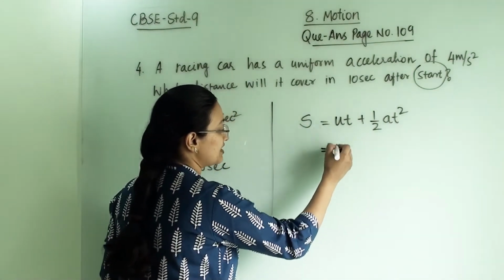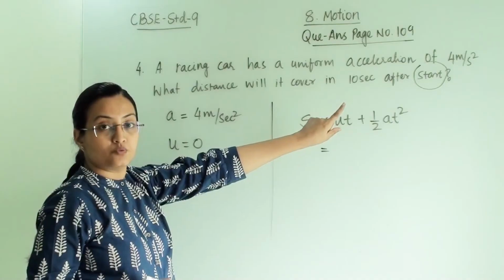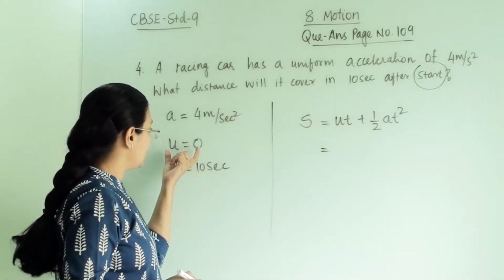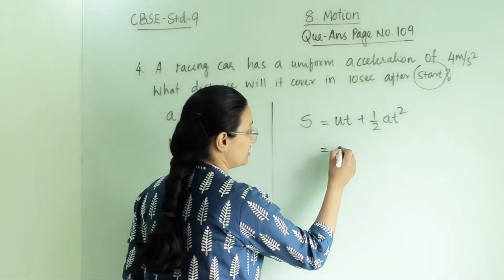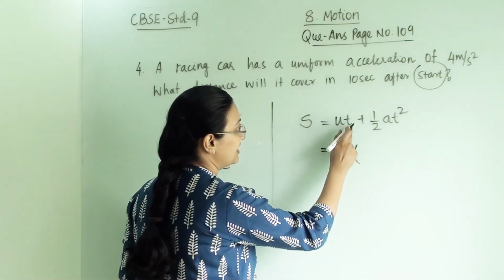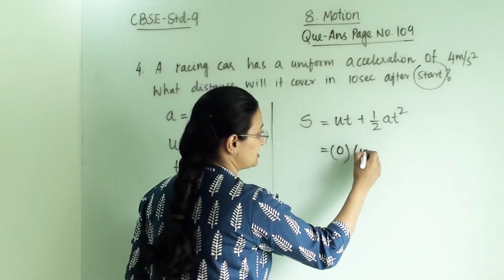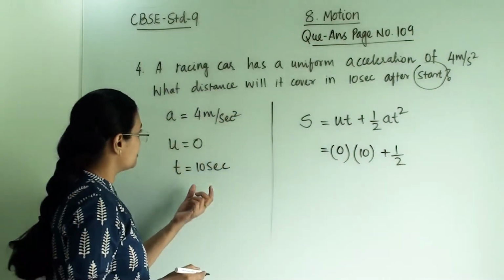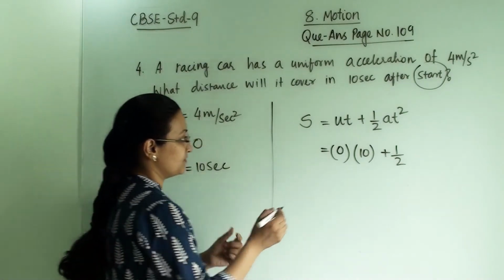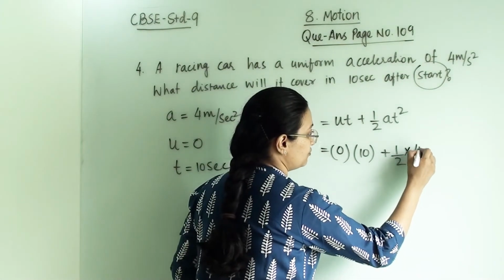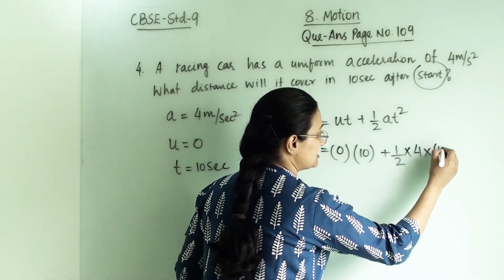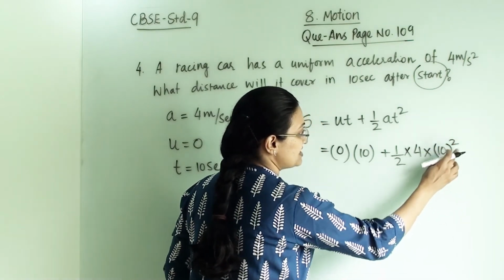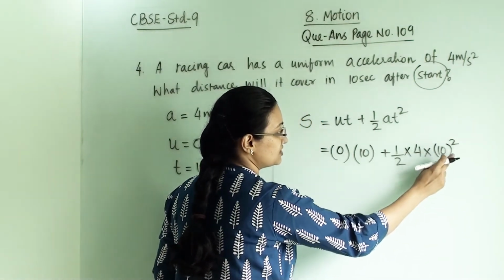So u is 0 because it was at the resting position. So our initial velocity is 0, so here the 0 will be there. Along with that, time is there. So time is 10 seconds, plus half, then acceleration. So acceleration is 4, so here I am going to write 4, and then the t is 10. T is squared here, so it is 10 square.